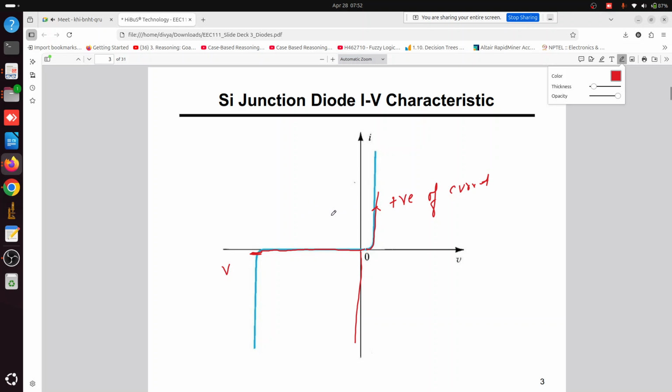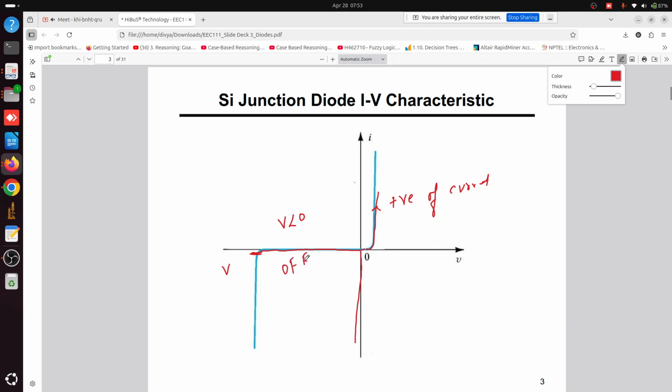So I'll repeat again. In the left side, voltage is negative, less than zero. Only a very small amount of current is flowing, very small, equivalent to zero. So here the diode is off.